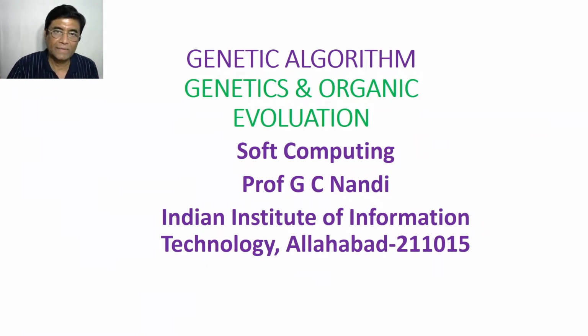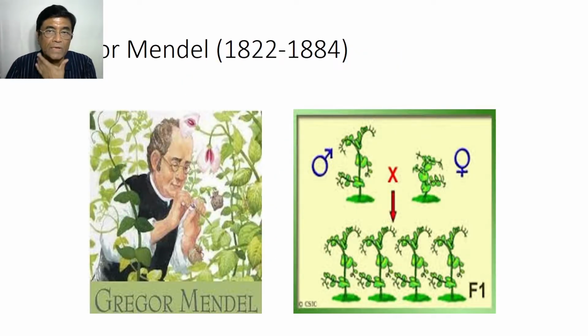So welcome back, and we are discussing organic evolution in the context of understanding how genetic algorithm functions, right? By the way, genetic algorithm is an optimization tool, and it's very much a tool in machine learning or soft computing, and you should use it when all other existing optimization tools fail. So in that context, how genetic algorithm works, we are trying to understand genetics a little bit, right?